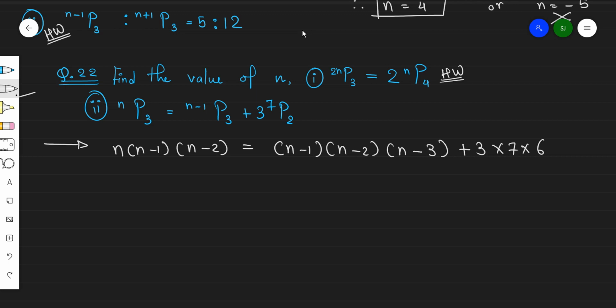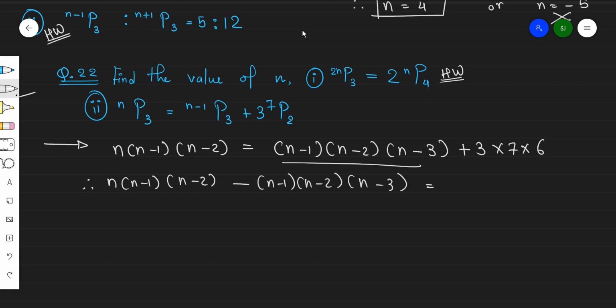Let's just try to see what else we can do. Okay, what I was thinking is, if I just take this to the other side, let's see. It is n(n minus 1)(n minus 2) minus (n minus 1)(n minus 2)(n minus 3). And what is this? 3 into 7 into 6. 7 into 6 is nothing but 42. And if I multiply it with 3, it is 6 and 12, so it is 126. Okay, so let's just go for the next part.